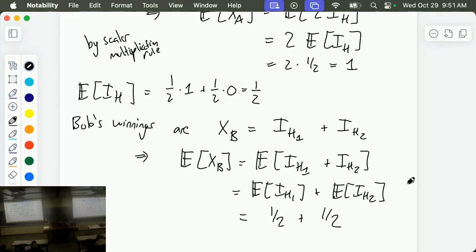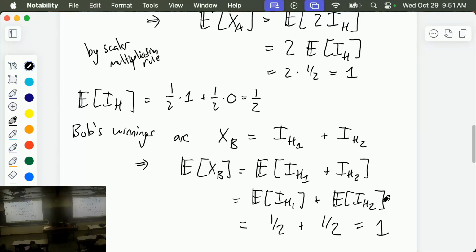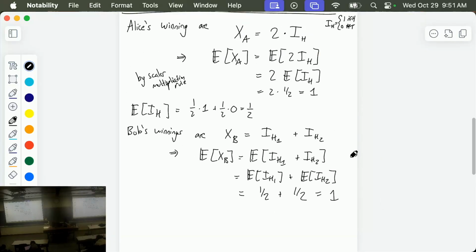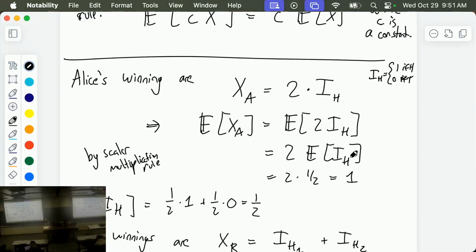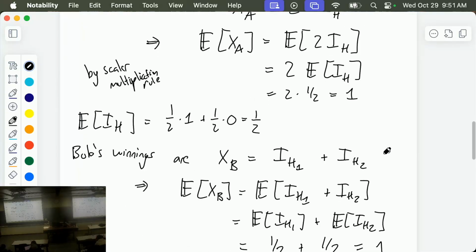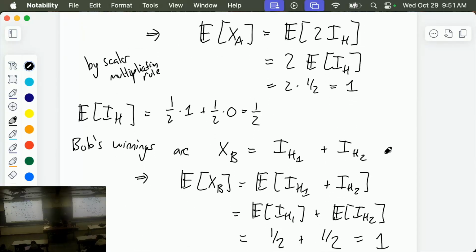All right, so now you can see why Alice and Bob are the same. Alice is getting double the expected value, and Bob is getting the sum of two different expected values. But of course, that's the exact same thing. So Alice and Bob are doing the same thing, and this linearity rule is one explanation of why they have the same mean. We could have calculated it by hand and seen they were both 1, or we could have seen in general they must always be equal in this kind of situation. Questions or comments about that one?